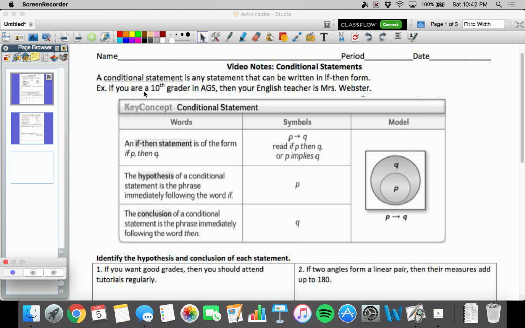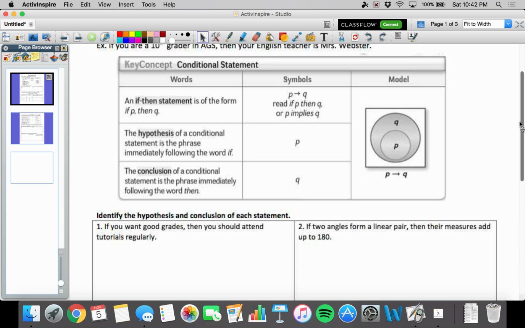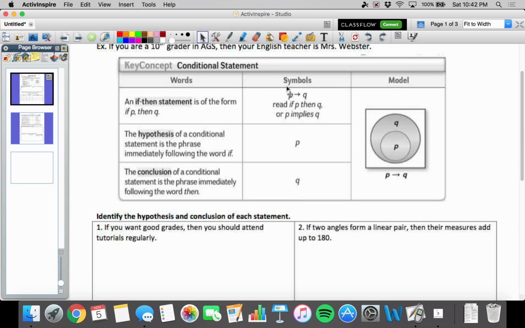An example of a conditional statement that is true is: if you are a 10th grader in AGS, then your English teacher is Mrs. Webster. All of you in this class are 10th graders in AGS, and all of you have Mrs. Webster for English. These statements, a lot of the time, we write in symbolic form.